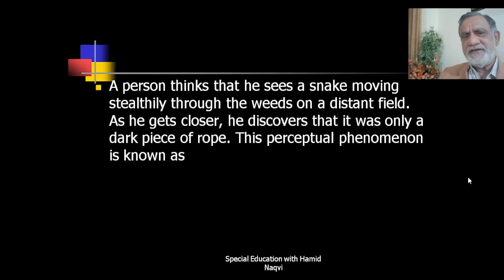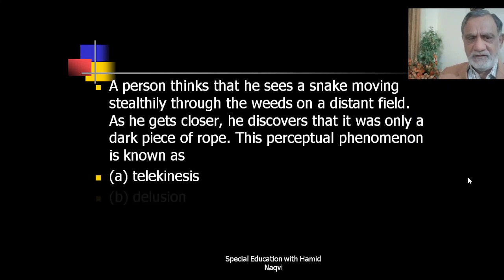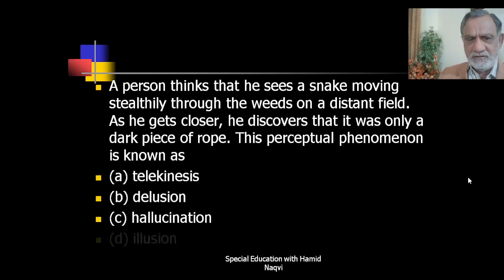A person thinks that he sees a snake moving stealthily through the weeds on a distant field. As he gets closer, he discovers that it was only a dark piece of rope. This perceptual phenomenon is known as what? It is known as illusion.